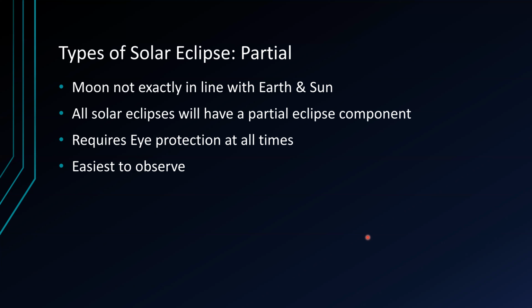As we mentioned, the moon doesn't perfectly line up with the Earth and Sun at this point. These are generally the easiest to observe because the penumbra shadow is much larger than the umbra shadow. So this is visible to many more observers and gives it a much wider audience, although it will require eye protection at all times, as the sun is bright and dangerous.